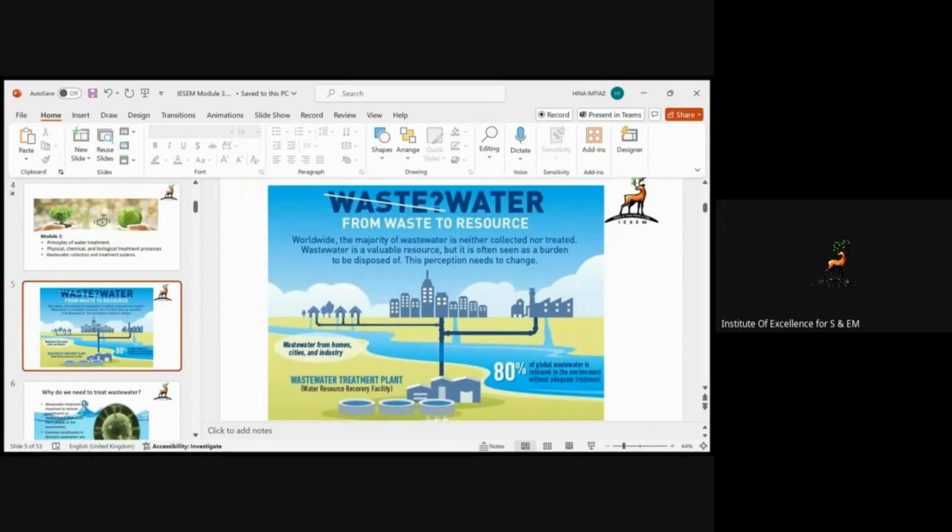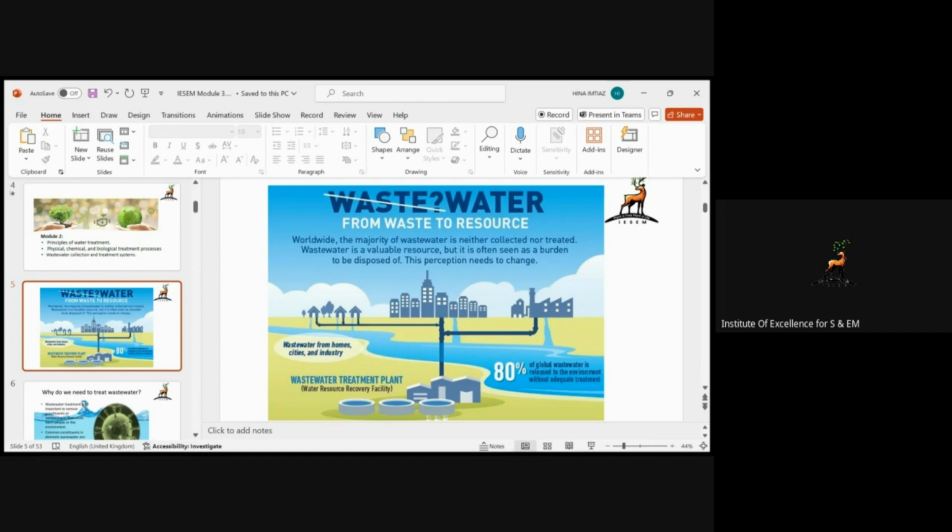So, why is there a need to treat the wastewater? As you know, wastewater contains a number of organic matter and nutrients in it. Worldwide, the majority of wastewater is neither collected nor treated. Wastewater is a valuable resource, but it is often seen as a burden to be disposed of. This perception needs to be changed because wastewater contains a number of hazardous chemicals and hazardous microbes in it.